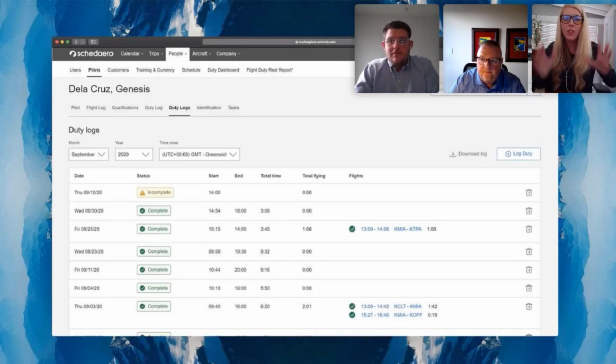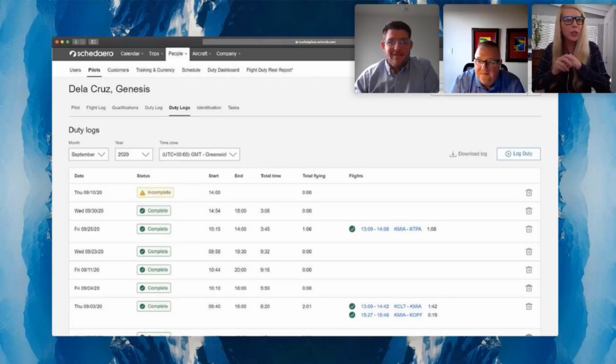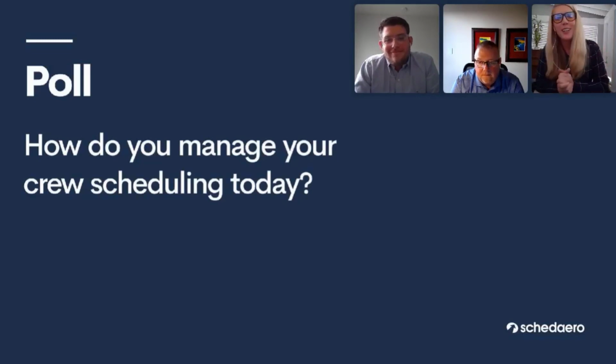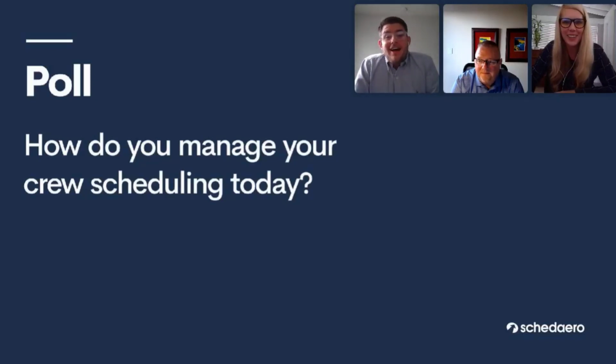Okay, so we've covered a lot. We introduced crew scheduling. We talked about duty logging. So let's take a quick pause. We would like to take a poll. We're curious to know, how do you all manage your crew schedule today? Is it a whiteboard? Is it Excel? Is it the main calendar? I have some guesses that the whiteboard is still pretty heavily used, but nonetheless, let's go ahead and throw it out to the group here.